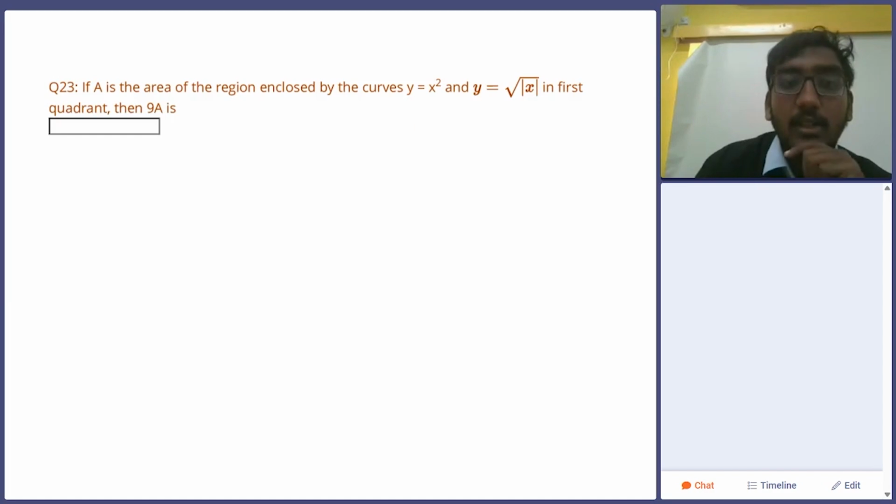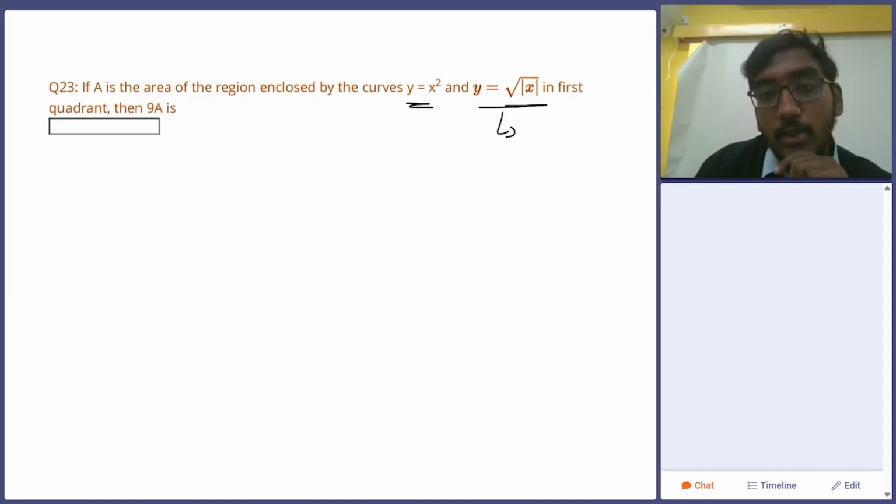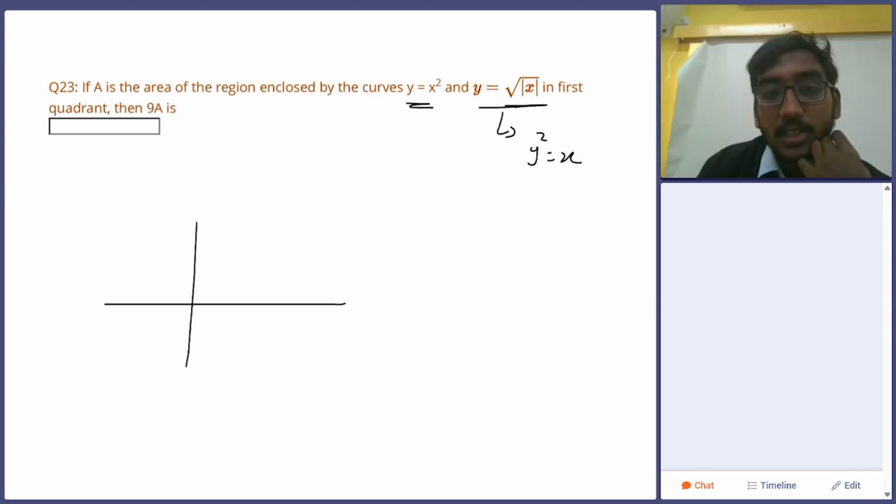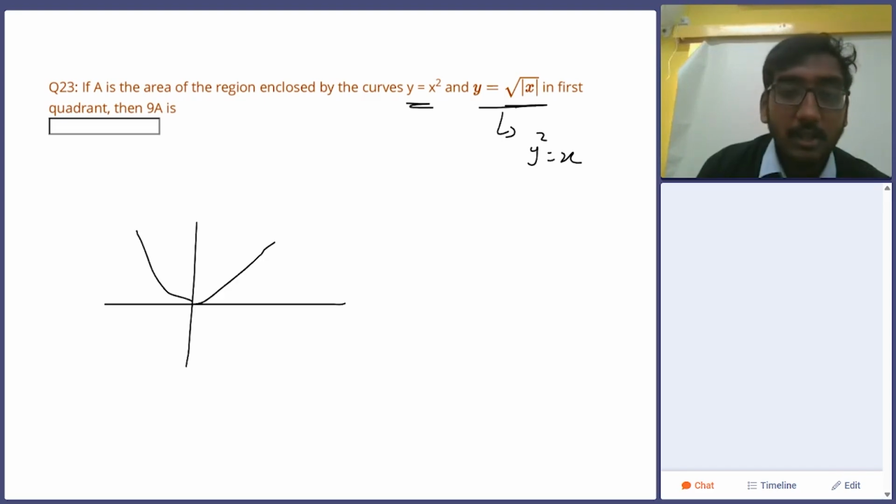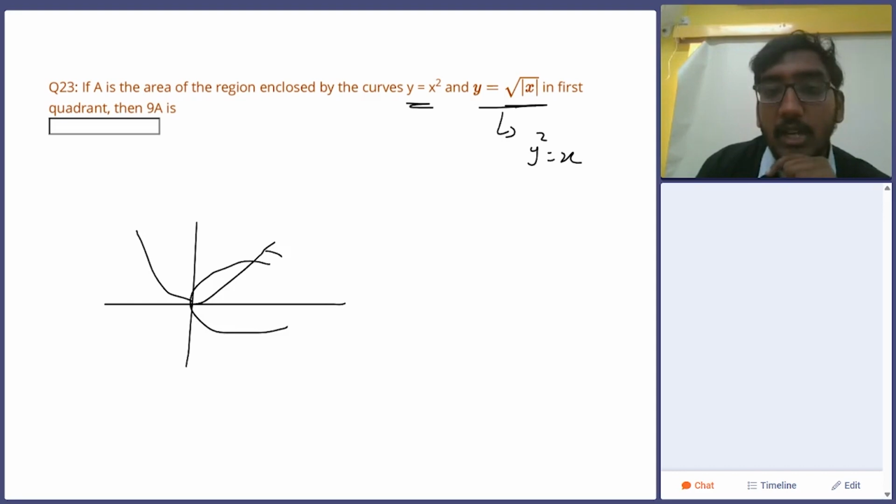So 23rd question, they have given this one equation, y equal to x square, and this also you eliminate the root and square it on both sides. Y square equal to x is the equation. Okay. And mod x doesn't make any sense in the first quadrant. Just keep it as x. So this will be one parabola, right? And this will be another parabola. What they are asking is the region enclosed by these two curves. There will be some region enclosed, right? That is what they are asking.